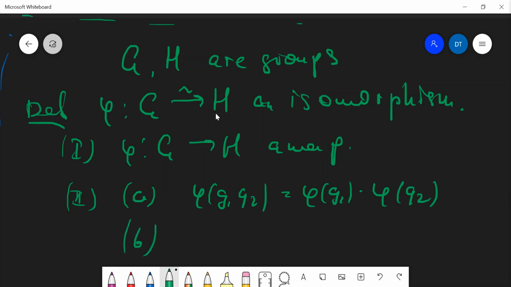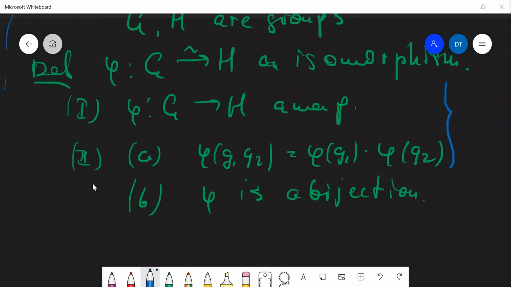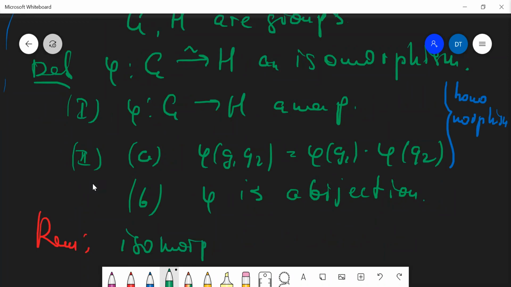And the second axiom says that phi is a bijection. So these two conditions simply say that phi is a homomorphism which is bijective. So this thing means that phi is a homomorphism. And it's a bijective homomorphism. So a remark, isomorphism is the same thing as bijective homomorphism.